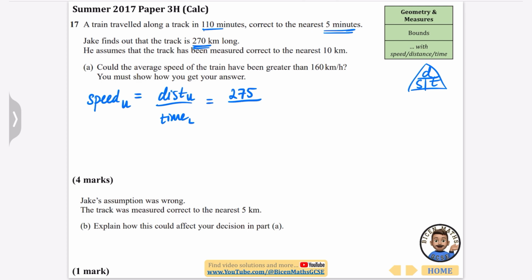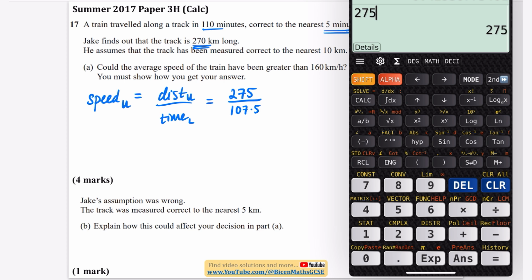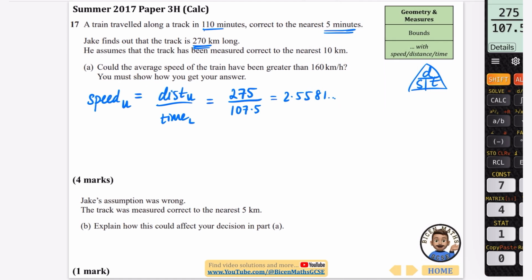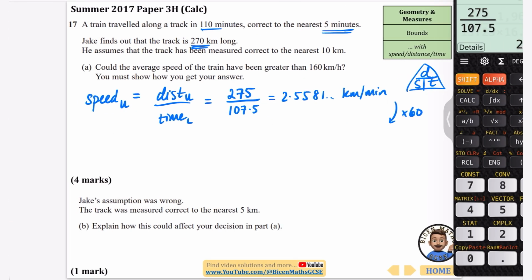So I'm going to do 110 take away 2.5, which is going to be 107.5. Now, interestingly, this is going to give us the speed in kilometres per minute. So afterwards, we're going to need to convert it into kilometres per hour. So I'm going to do 275 divided by 107.5, and that gives us that the speed is 2.5581, but that is in kilometres per minute. Now, because I want it to be in kilometres per hour, I'm going to times it by 60, and that's going to give me my correct answer.